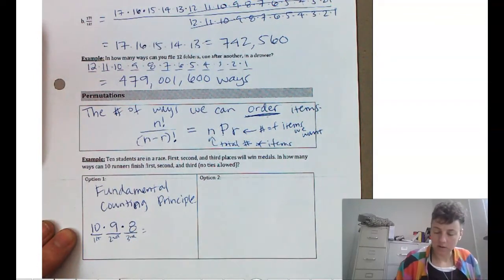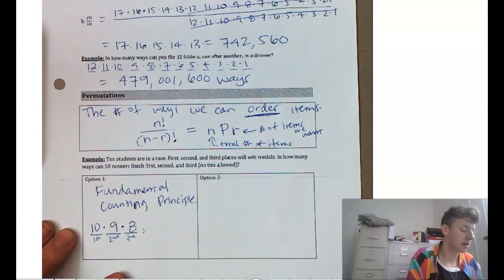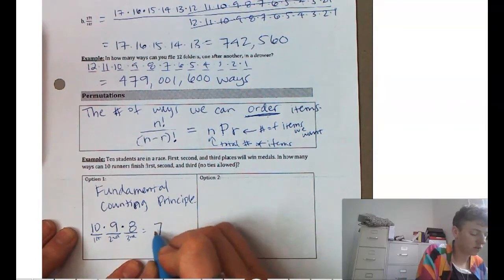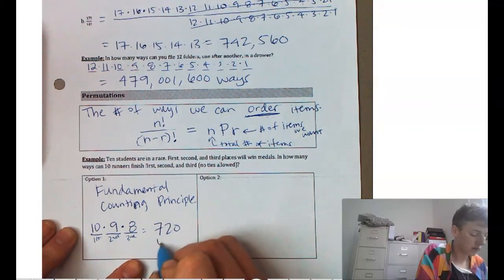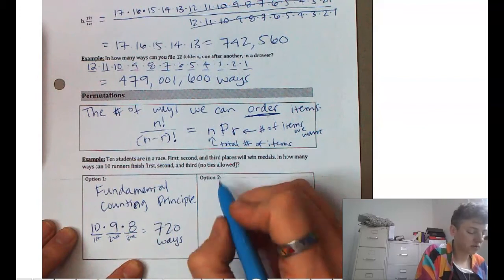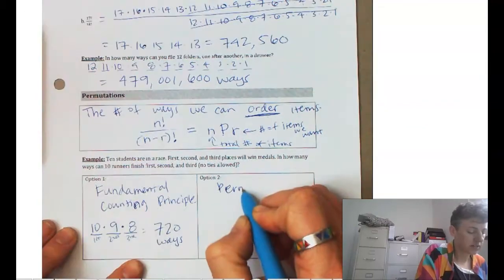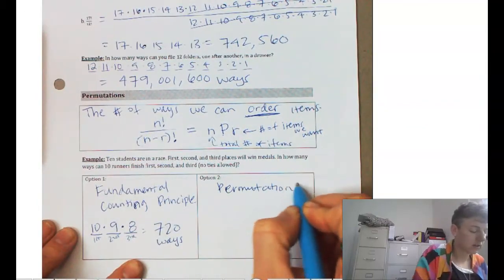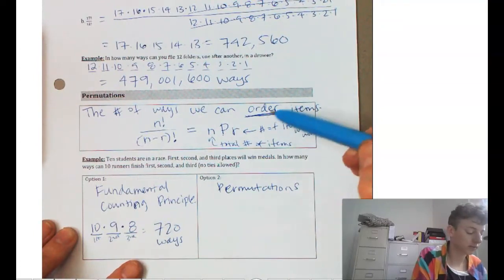Plug those in to a handy-dandy calculator, and we see that 10 times 9, I don't need a calculator for that. 10 times 9 is 90, and 90 times 8 is 720 ways. We could also do this with permutations, because we're trying to put things in order.